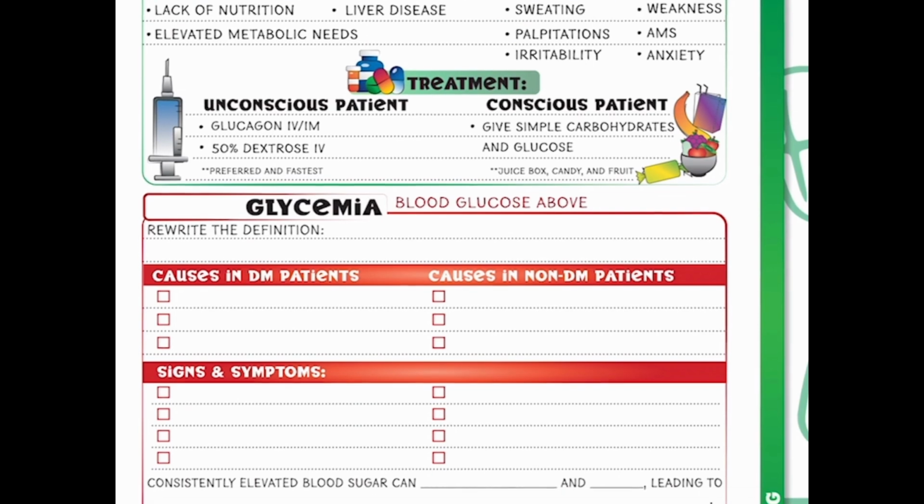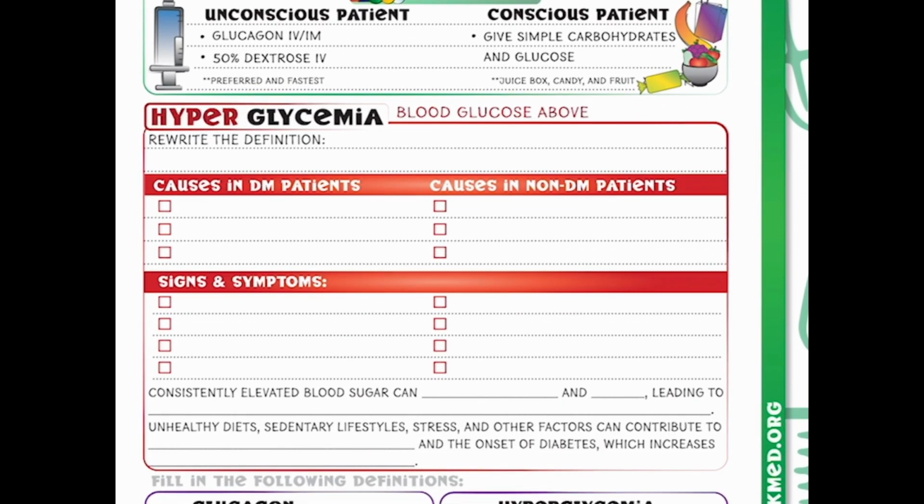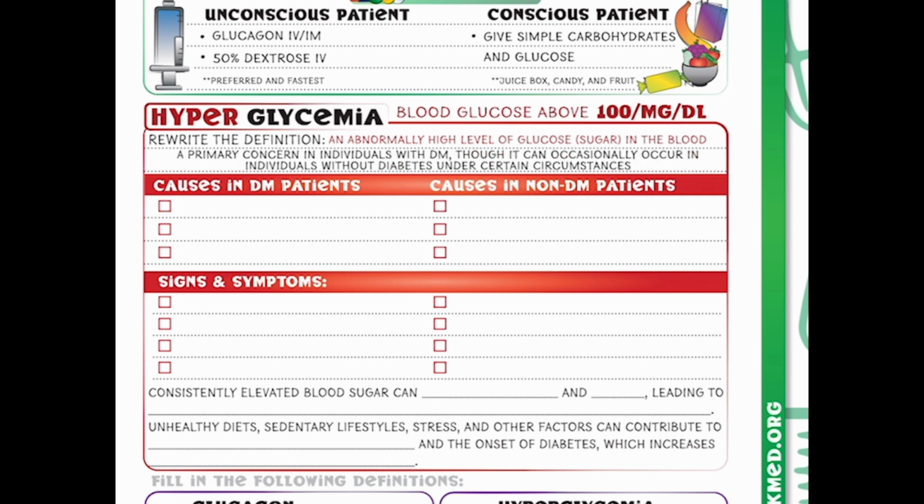And then we have the opposite condition, hyperglycemia, and this is a blood glucose that's above 100. This is an abnormally high level of glucose, or sugar, in the bloodstream. This is a primary concern in individuals that have diabetes mellitus, and it can occasionally occur in individuals without diabetes under certain circumstances.